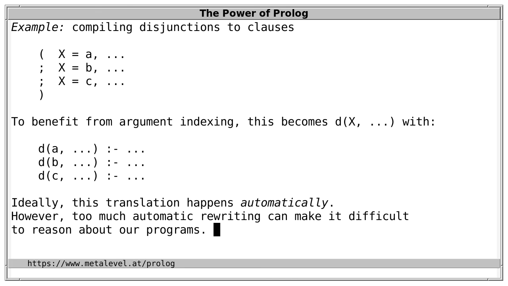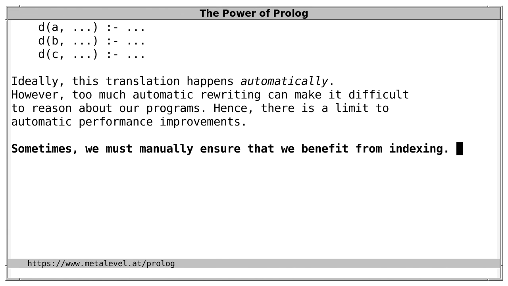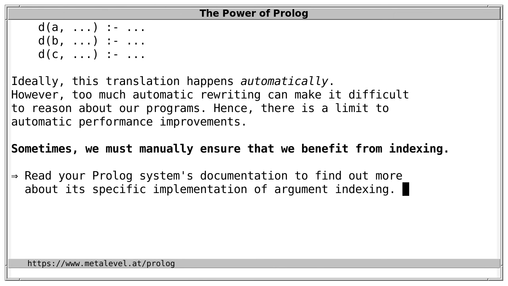But on the other hand, too much automatic rewriting can also make it difficult to reason about our programs. And of course, it also makes a Prolog system more complex. And therefore, there's a limit for what we can realistically expect from a Prolog system regarding automatic performance improvements. And therefore, we must sometimes manually ensure that we benefit from argument indexing. And this is the reason why it's important to know these techniques. So I recommend that you read your Prolog system's documentation to find out more about its specific implementation of argument indexing, so that you know what it offers and how you can benefit from it.